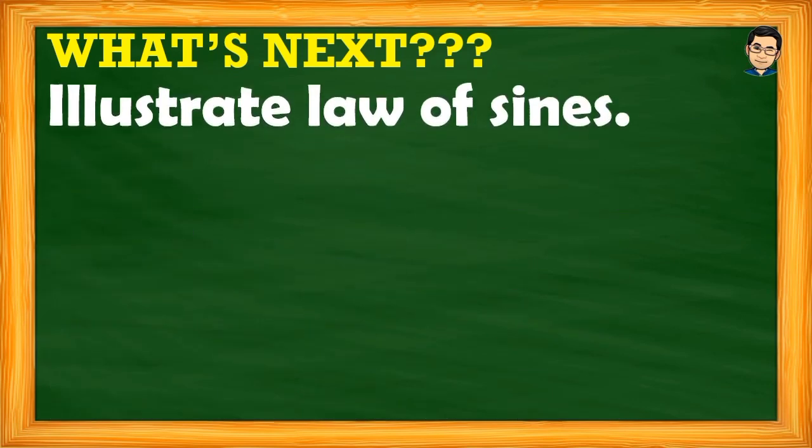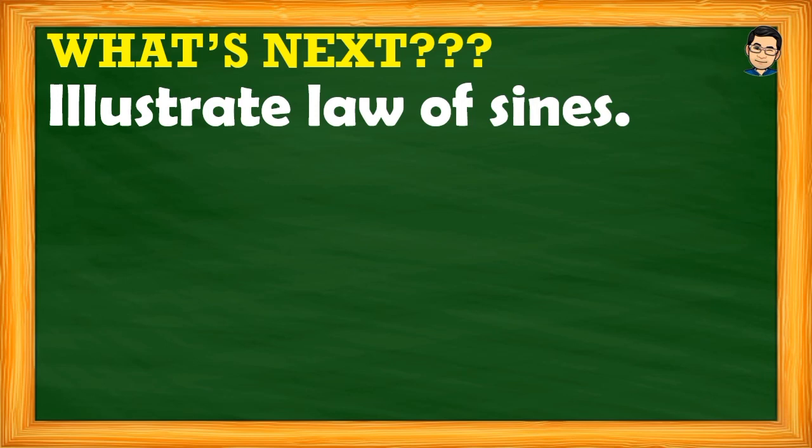So, for our next video lesson, we will be illustrating law of sines. So, yung law of sines and cosines na yan, pinag-aaralan din po yan sa trigonometry. It's because meron kasi tayong mga triangles na hindi naman right. Okay, hindi naman sila right triangles. So, tinatawag sila as oblique triangles, wherein wala tayong makikitang right triangle.